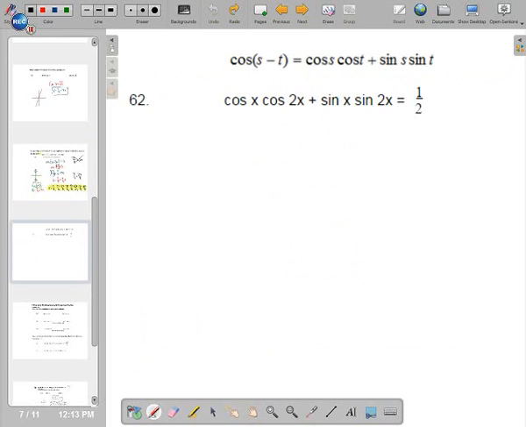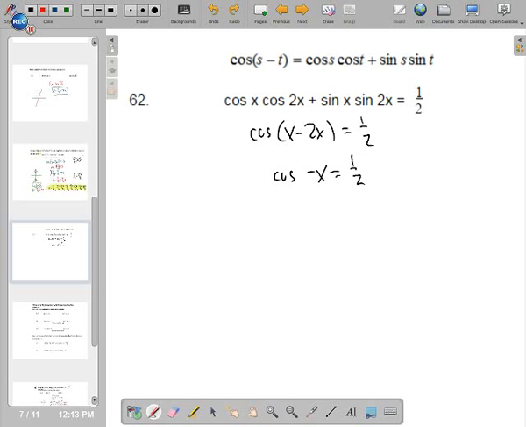Let's do one more. So here's another one where it says cosine, cosine plus sine, sine. This is a cosine difference problem. x minus 2x. So what I'm really saying is that the cosine of negative x equals 1/2.